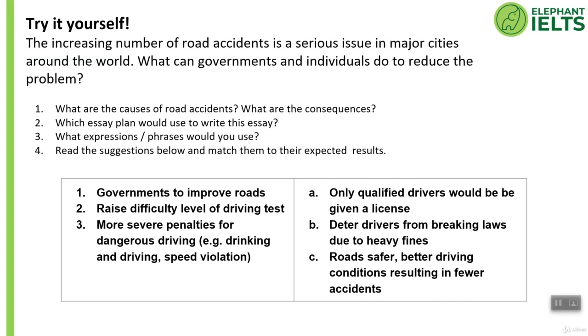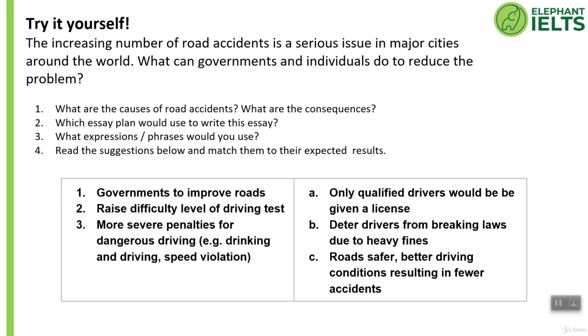The increasing number of road accidents is a serious issue in major cities around the world. And the question, what can governments and individuals do to reduce the problem? So first of all, you must think, what are the causes of road accidents and what are the consequences? You must decide what essay plan you would use to write this essay. What expressions would you use? And let's read the suggestions below and match them to their expected results.